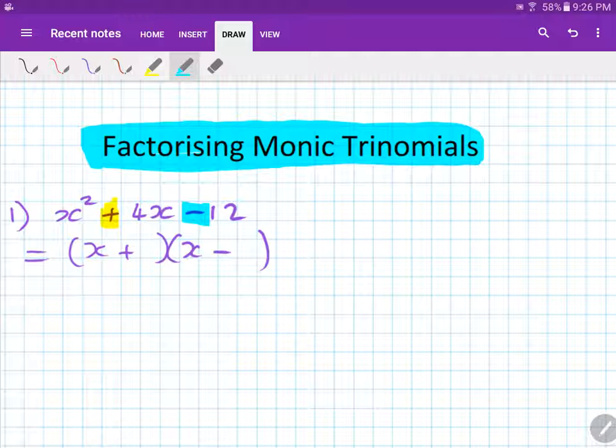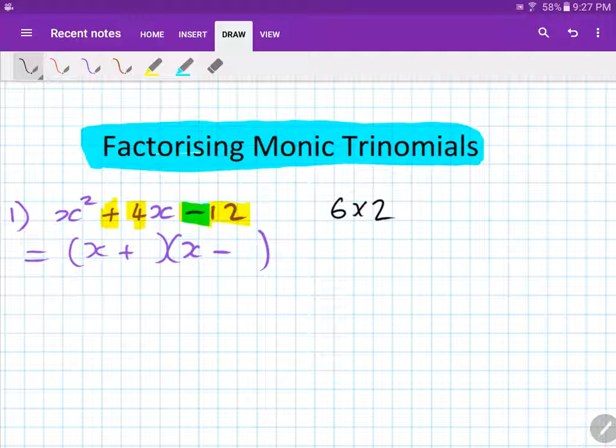Now you ask yourself a question. What times what gives me 12? The difference is 4. So what times what gives me 12, and the difference is 4? That's right, 6 and 2. 6 times 2 is 12, and the difference is 4.